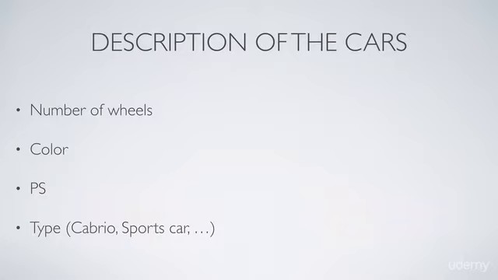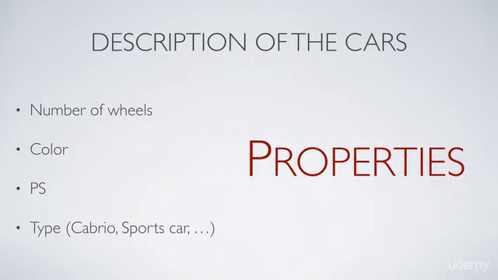When we want to make a description of the cars, then we might say that every car has a specific number of wheels. Every car has a color. Every car has a specific PS number. Every car has a type, like a cabrio or a sports car or whatever. These things we use to describe the car are called properties.